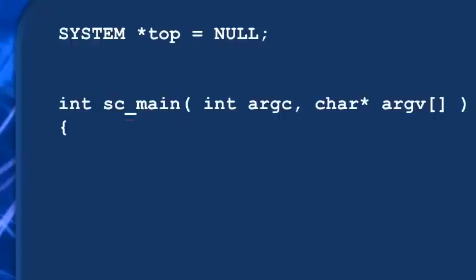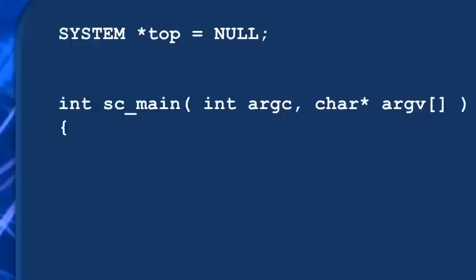First, I declare it so that it returns an integer and not a void. I do this because there are many C compilers that actually require main functions to return something. Second, you see these weird arguments for sc_main called argc and argv. This is how command line arguments are passed to C programs.